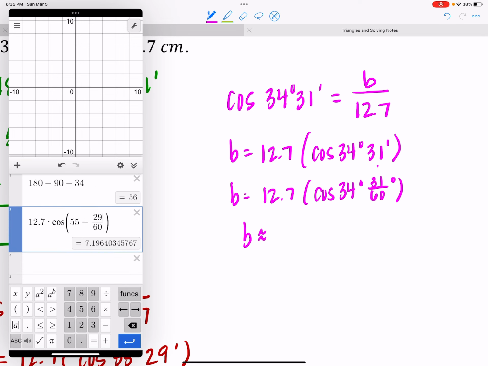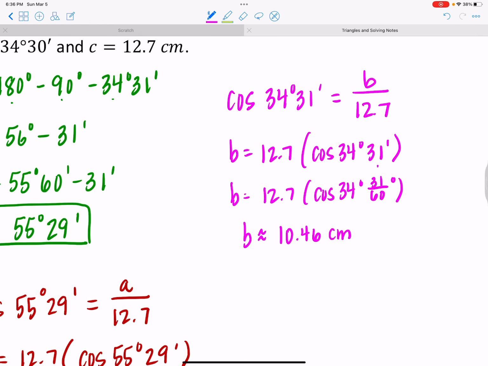So I'm just going to go in here and cheat because I already typed this in. Change this to a 34, and then change this to a... You would do this too. It's not really cheating. It's work smarter, not harder. So 12.7 multiplied by the cosine of 34 and 31/60ths of a degree means our side length B is about 10.46 centimeters, and we're done.